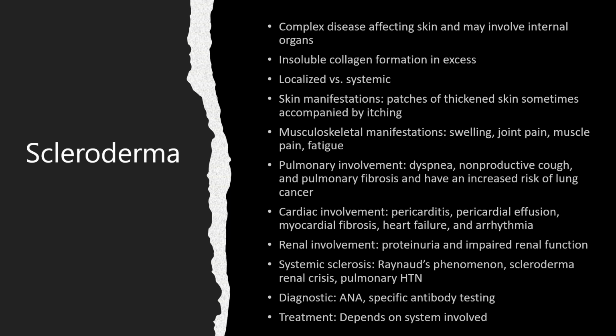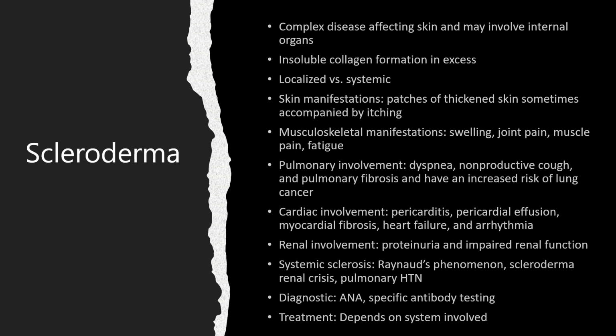Linear scleroderma is lines of thickened skin affecting the tissue beneath. And scleroderma en coup de sabre is thickened skin on the head. Localized scleroderma does not typically affect internal organs. Systemic sclerosis is divided into the categories of diffuse and limited.